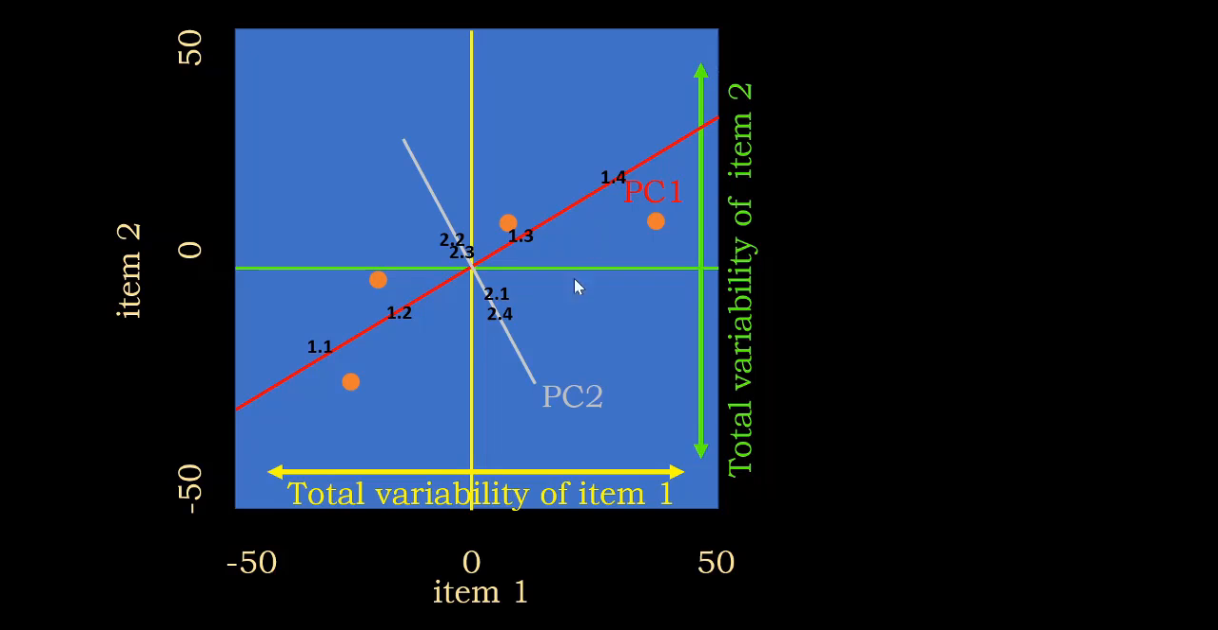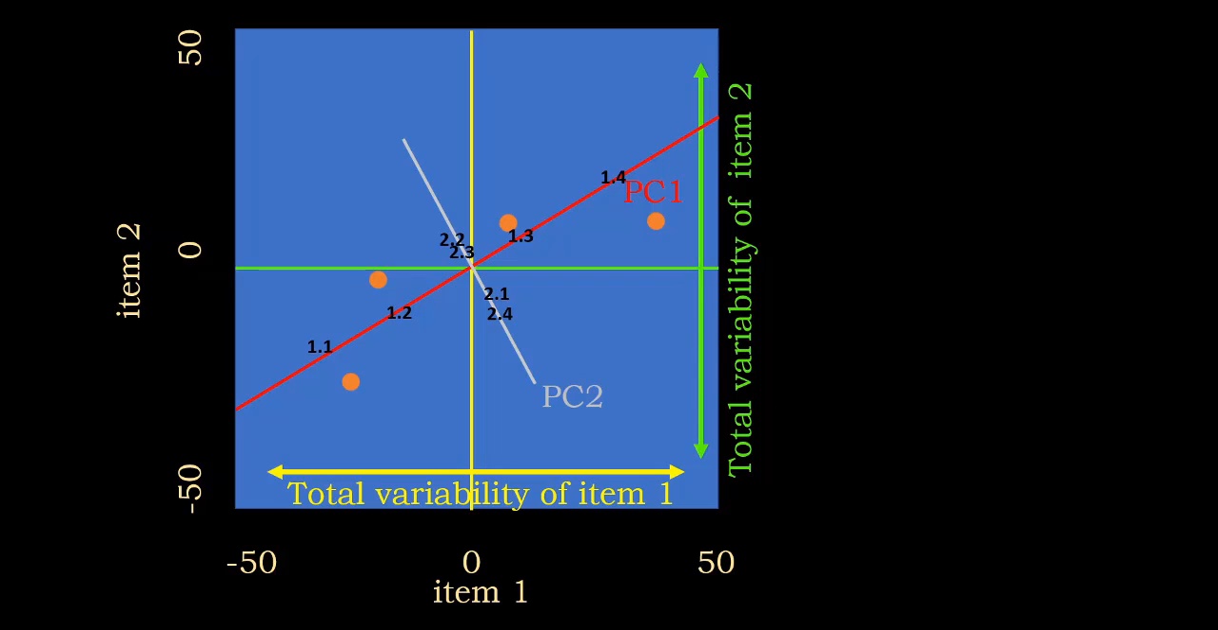And for principal component 2, we've got participant 1 projects to principal component 2, and so that's 2.1. Then participant 2 is here, and then it projects to principal component 2, so that's 2.2. And participant 3 is here and projects to 2.3 here, and participant 4 is here and projects to principal component 2 here.